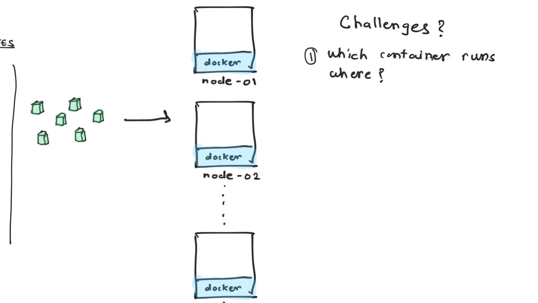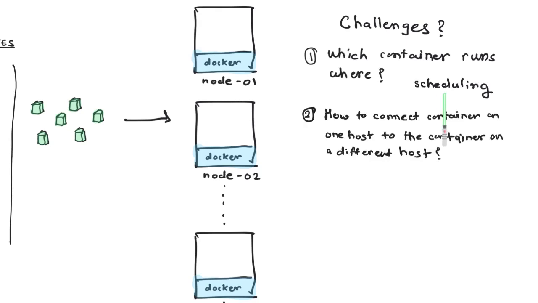Now, the first challenge I am going to think about is how do I decide which container runs where, because I might have to run different types of containers on specific types of nodes. Let's say CPU intensive node, memory intensive node. I'll also have to know about resource availability. This is a typical scheduling problem. So the first challenge is scheduling.